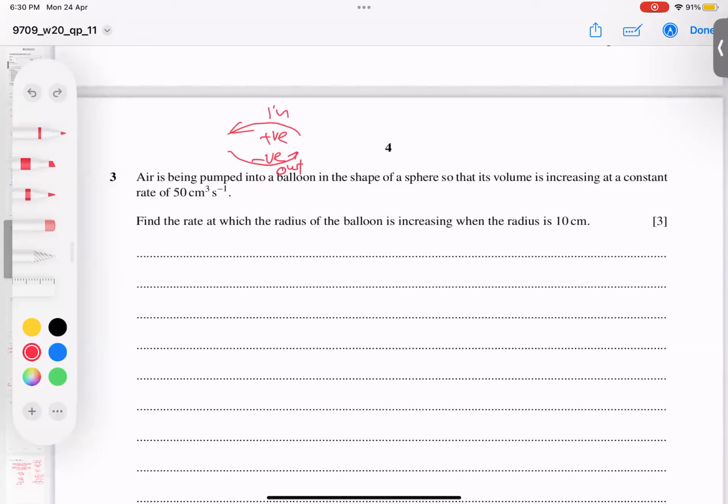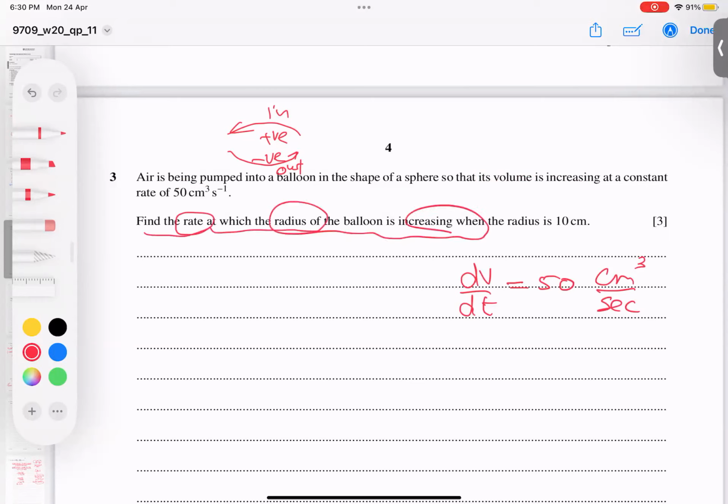Rate, this one. So if volume is increasing, I can say rate, the word rate he mentioned. The unit is centimeter cube per second. It tells itself d volume over d time is 50 centimeter cube per second, given by him. So find the rate at which the radius of the balloon is increasing. So dr by dt is my question mark.